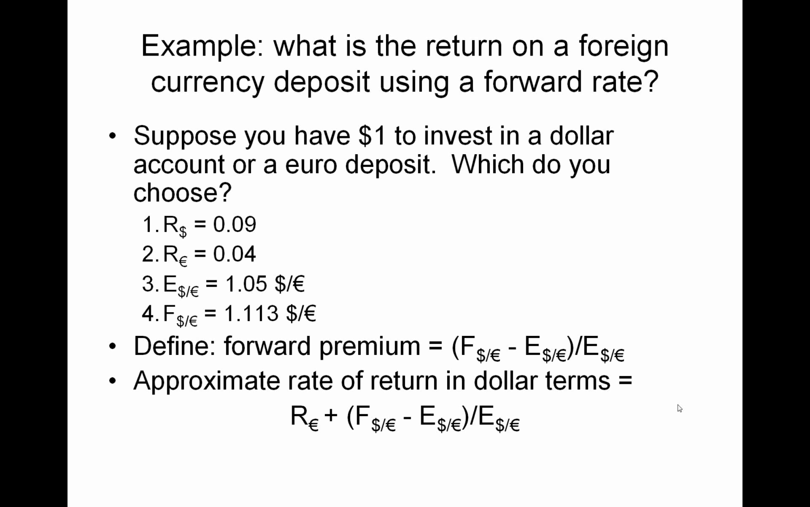So first of all, I'm going to define something called the forward premium. This is the forward rate minus the current spot rate, and this quantity is divided by this current spot rate. And you'll notice this looks an awful lot like the rate of depreciation that we looked at earlier. So the approximate rate of return in dollar terms is going to be what I had just mentioned before, the rate of return on the euro deposit plus this forward premium.